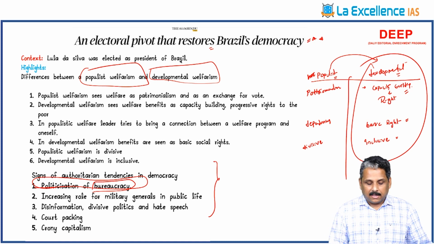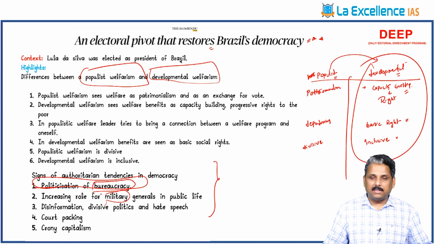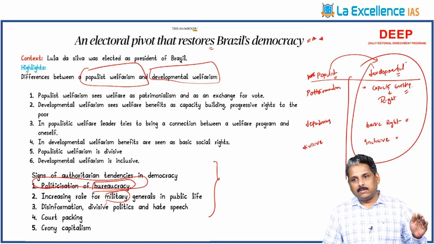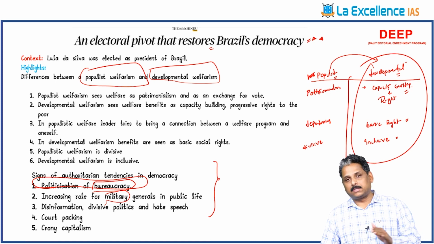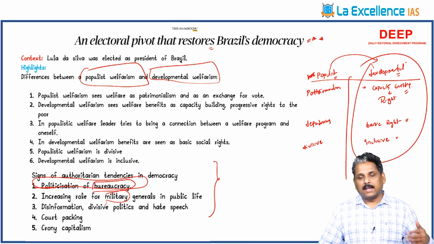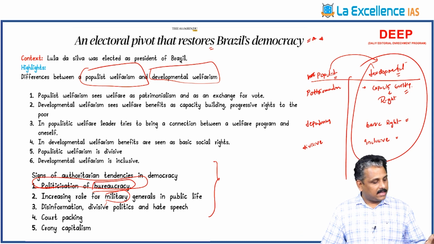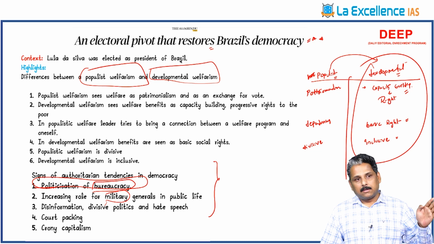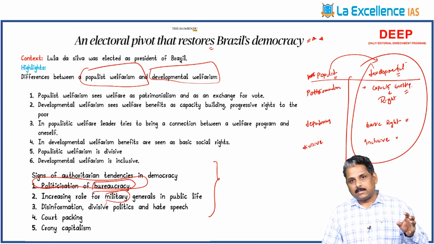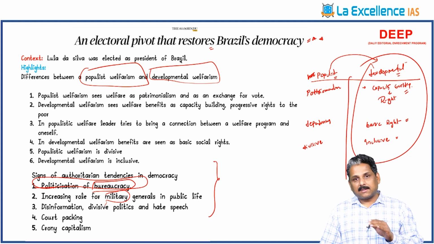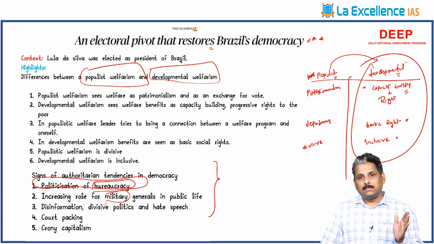And second is the increasing role of the military in day-to-day life. It means something has to be delivered to the people. If we are depending more on authority or force, that is definitely a sign that the gap between the people and the government is increasing. Next is, rather than talking about what the government is doing, if we are trying to create propaganda and disinformation, then the trust of the government in the people is decreasing.